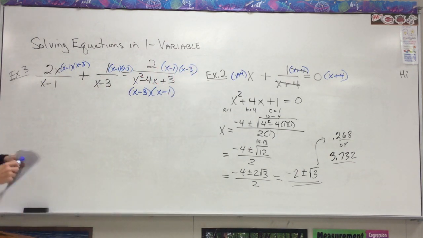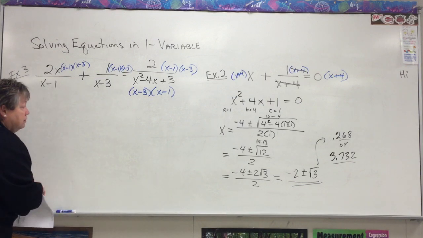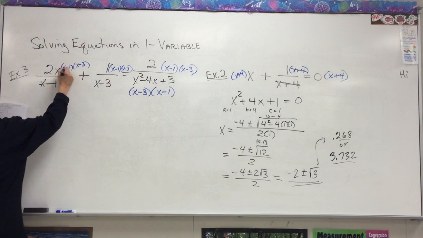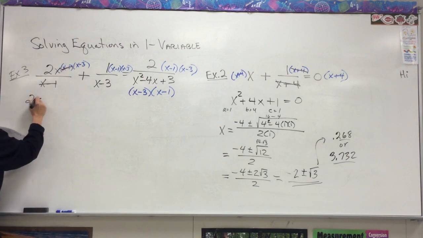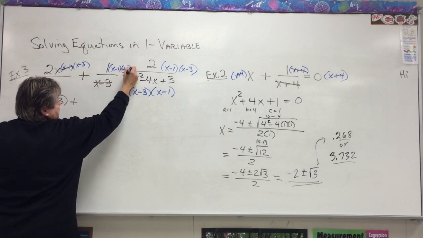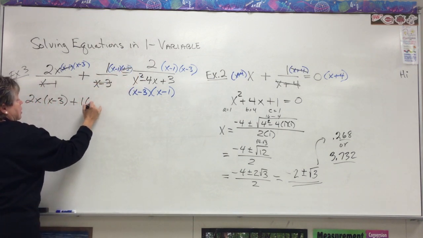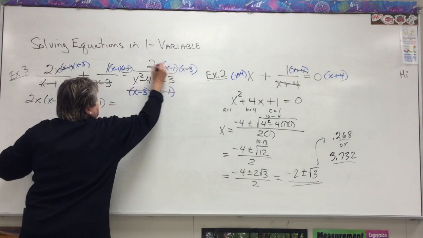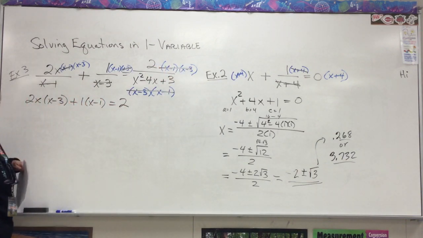Okay? So then we reduce and then multiply the leftovers. So in this case, the x minus 1 cancels, so you're left with 2x times x minus 3. The x minus 3 cancels, you're left with 1 times x minus 1. And down at the end, the whole thing goes away, so you're left with just a 2.